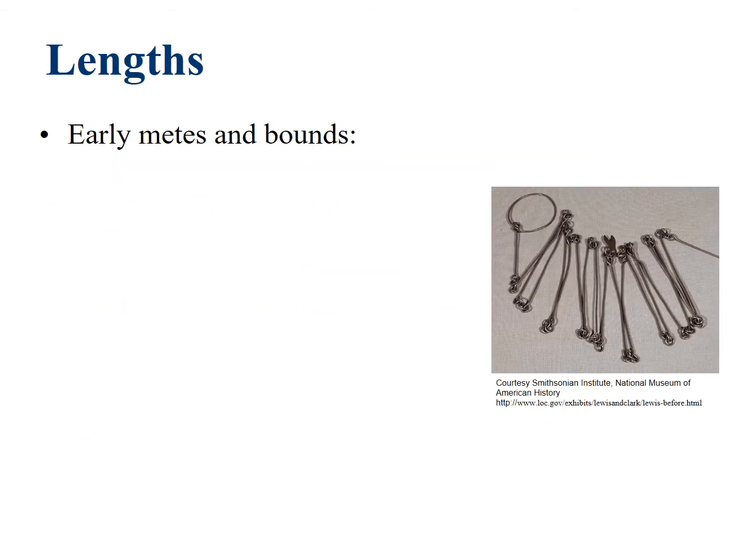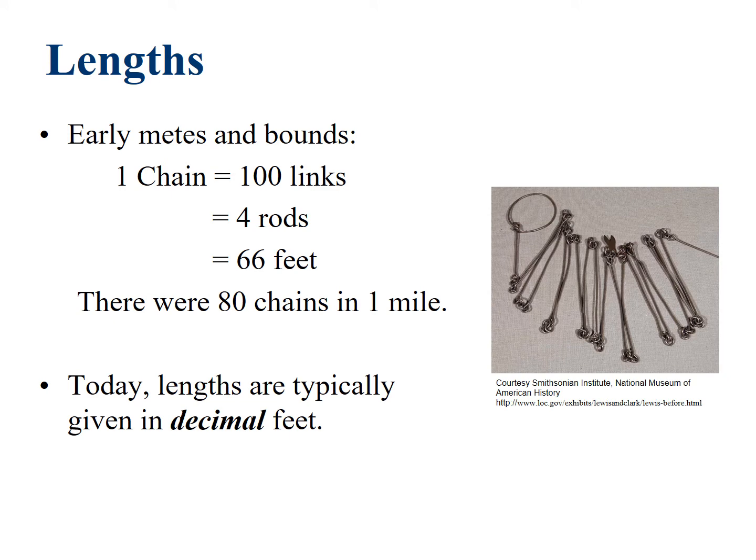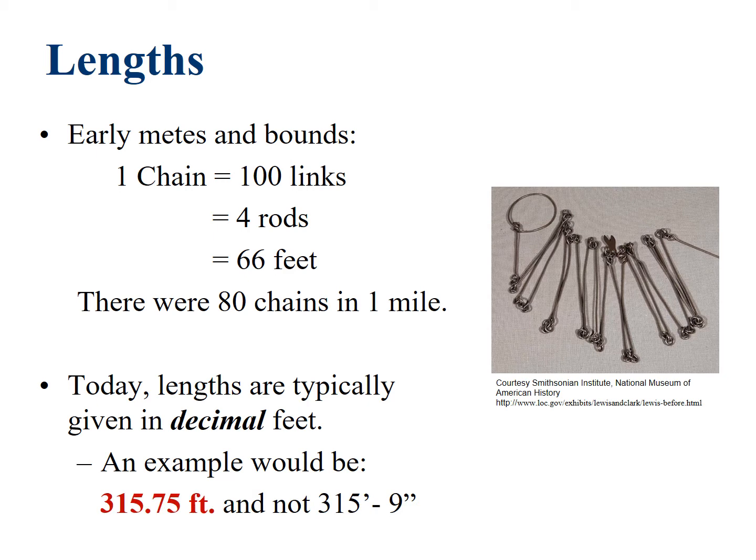Early metes and bounds surveys were commonly performed using a gunner's chain, shown in the image. One chain equaled 100 links, or 4 rods, or 66 feet. There were 80 chains in 1 mile. Today, links are typically given in decimal feet. An example would be 315.75 feet and not 315 feet 9 inches.